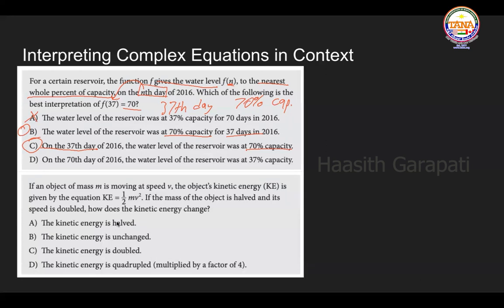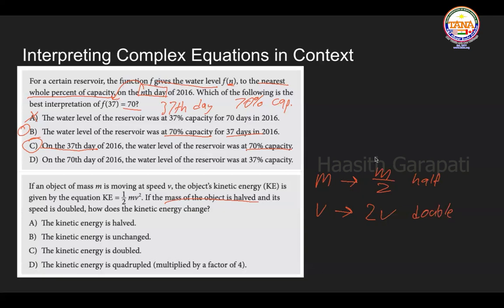Well, here's the thing. There's two ways. You can either make your own values up, or you can simply make variables or metaphorical variables. For example, they say if the mass of the object is halved, okay, if we have m, which represents full mass, then m over 2 represents half mass, right? And then if we have v representing velocity, then 2v represents double velocity.